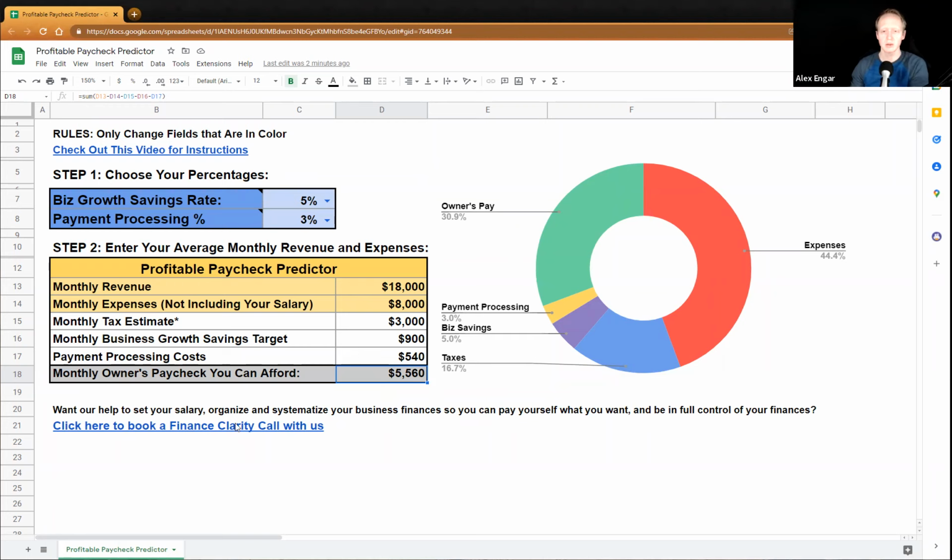Hope this short training was useful. This is a great way to come check in on your numbers on a regular basis and see, cool, where am I at? What can I afford to pay myself?